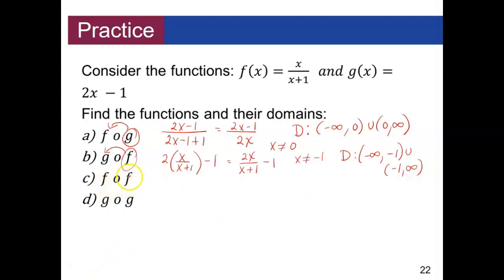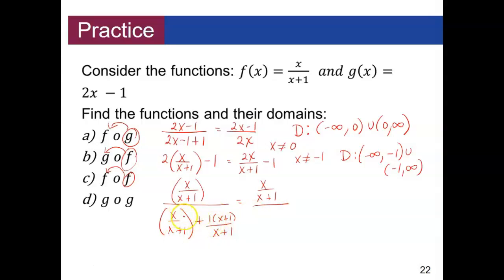Okay, f of f, I'm going to put the f function into f. So this one does get a little complicated. So I'm going to have x over x plus 1. So that goes in the place of the x. And then I'm going to have x over x plus 1 and then plus 1. So x over x plus 1. I'm going to get a common denominator here just because it's going to help us. So I'll have x plus 1 in the denominator, and the numerator is going to be x plus x will be 2x plus 1. So I'm going to do keep, change, flip.